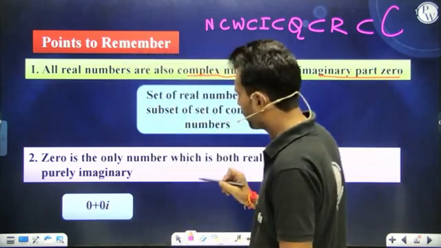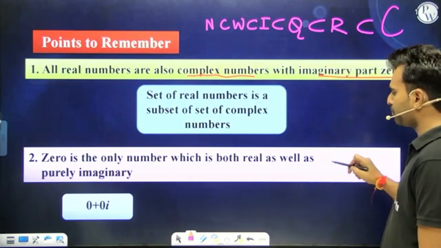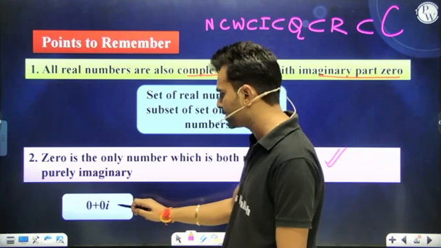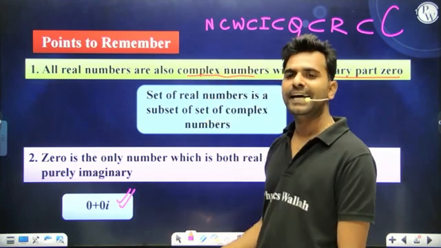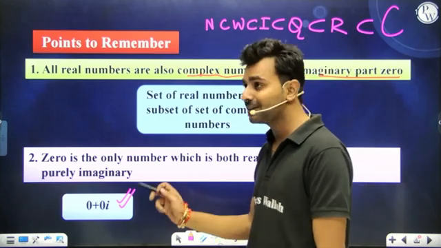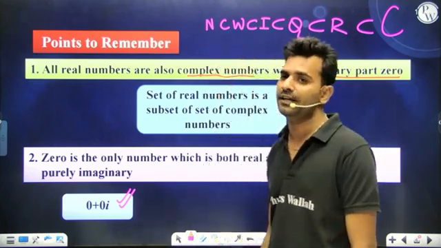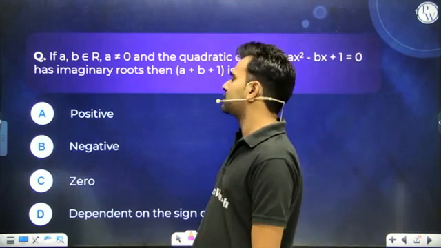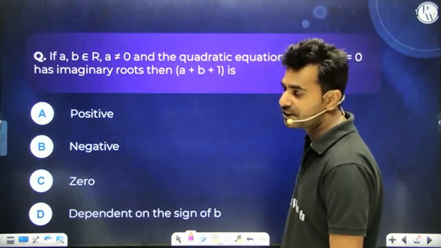Yes or no? Okay. 0 is the only number which is both real as well as purely imaginary, because 0 can be written as 0 plus 0i. Over here, a is 0, which means it can be called a purely imaginary number, and b is also 0, which means it can be called a purely real number.